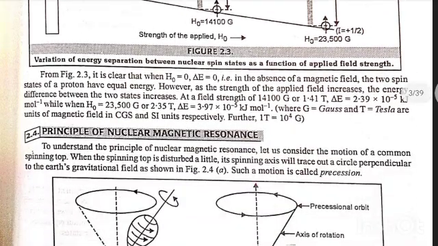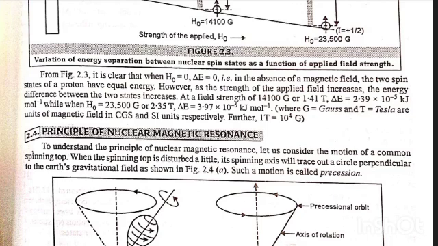From figure 2.3, it is clear that when H naught is equal to 0, delta E is equal to 0, that is, in the absence of a magnetic field, the two spin states of a proton have equal energy. However, as the strength of the applied field increases, the energy difference between the two states increases.